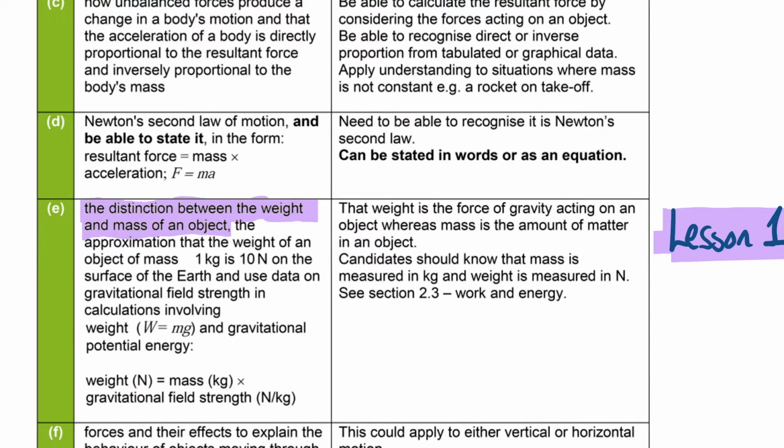And to help us understand the difference, understanding that on Earth, 1 kilogram equals 10 newtons. That's on the surface of the Earth. And that's because the Earth has a specific gravitational field strength of 10 newtons per kilogram. We'll learn more about that later. And we're going to be using this equation here. Weight equals mass times gravitational field strength. The extra comment is that weight is the force of gravity acting on an object, whereas mass is the amount of matter in an object.